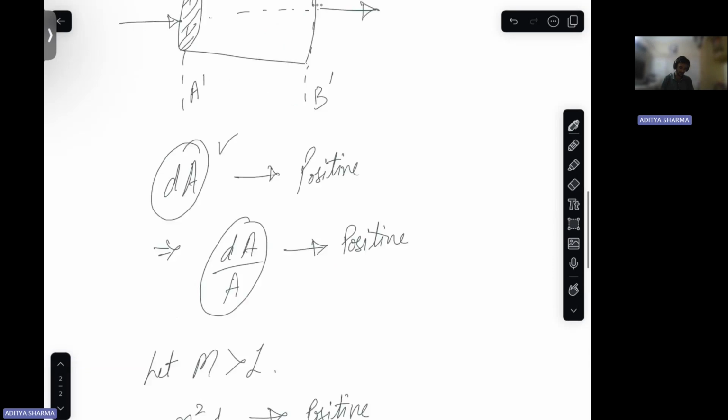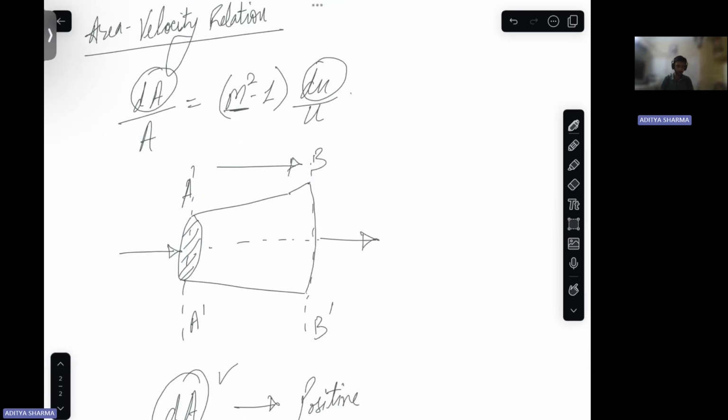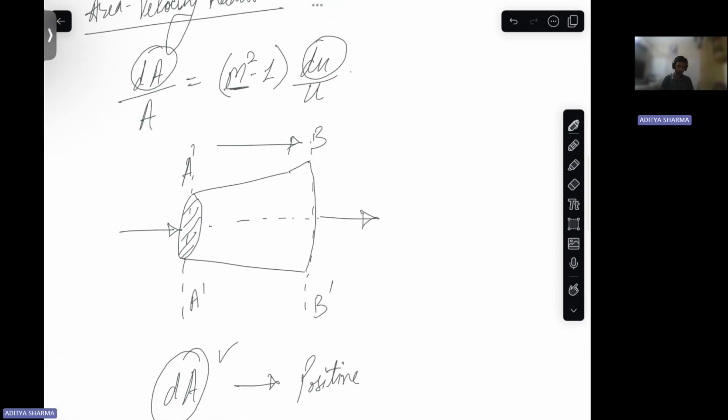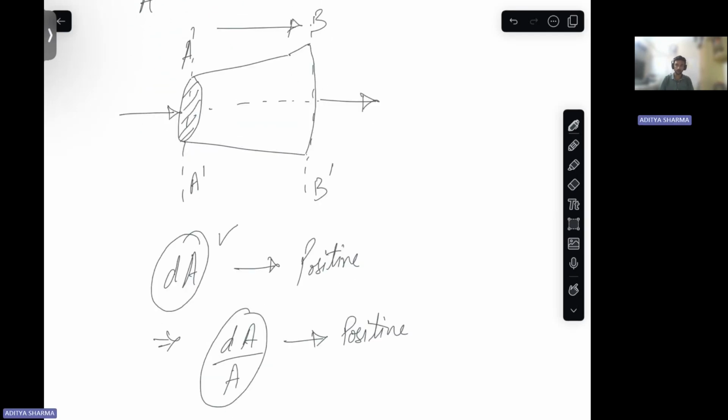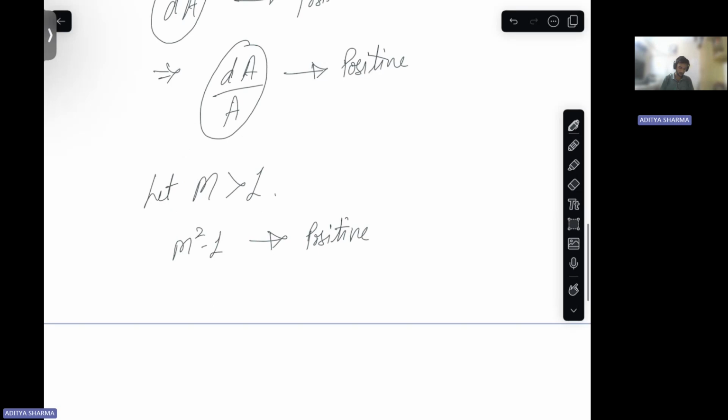So M square minus 1 is positive. Right? So your velocity, your denominator is already positive. Then change. So whether the change will be positive or negative. So change again will have to be positive. Multiplying positive with positive will give positive. So which implies your du will be positive.